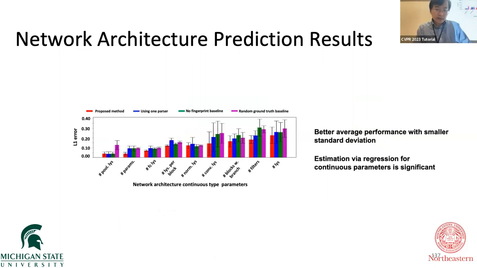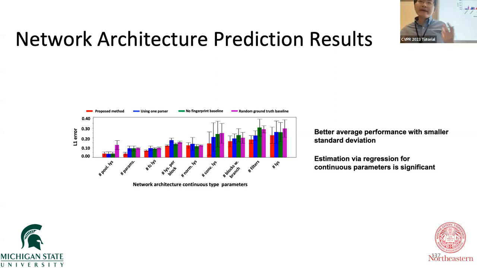Okay, so this result indicates, for different parameters, these are continuous parameters, how much L1 error there is in our estimation. Therefore, the lower the better. We also have a standard deviation. If the standard deviation is small, it means that the estimation is very stable across four different test sets. Okay, so you can see that some parameters, such as the number of pooling layers and number of parameters, are relatively accurate compared to other parameters, because these parameters we can better estimate. Those other parameters, we are not that great.